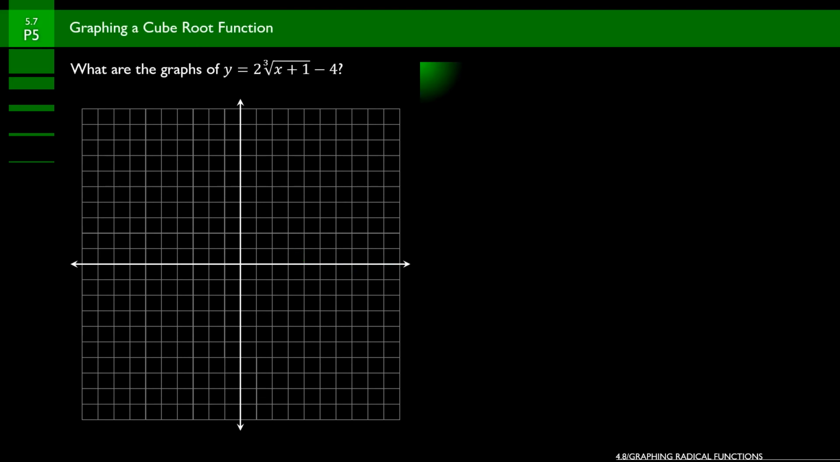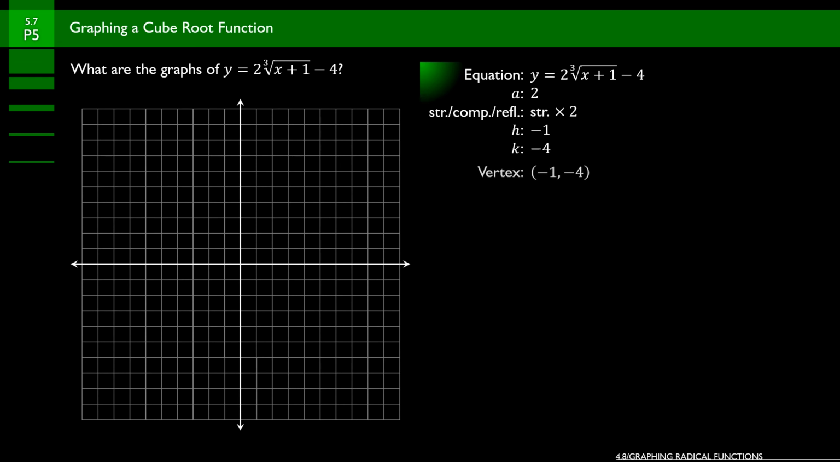So for the next problem, we're going to try the same thing, except we're going to do it with a cube root function. In this case, we're given y equals 2 cube root of x plus 1 minus 4. So again, just go ahead and work through all of the information that you want to know. You know that the a value is 2, so that tells us we've got a stretch of 2. The h value is negative 1, the k value is negative 4. So that tells us that the vertex, or that central point, is going to be negative 1, negative 4.